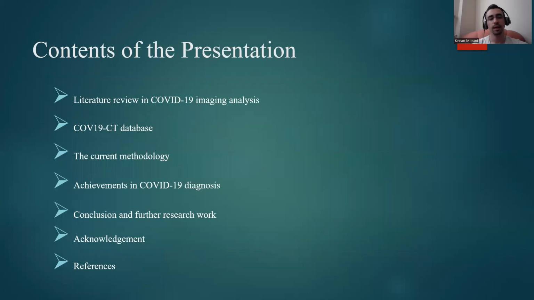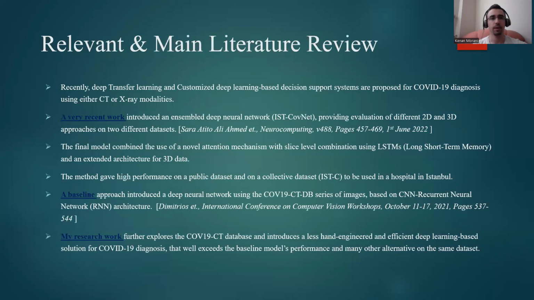Perfect. Now the content of the presentation is going to go like this. First, we'll start with a relevant literature review, recent and relevant to COVID-19, and then I'm going to introduce the dataset, the COV19D database. I'm going to introduce the current methodology and the achievements that we've got in terms of COVID-19 diagnosis with that methodology, and then I will end with a conclusion and further research work that is still to be done, acknowledgements and references for sure. All right.